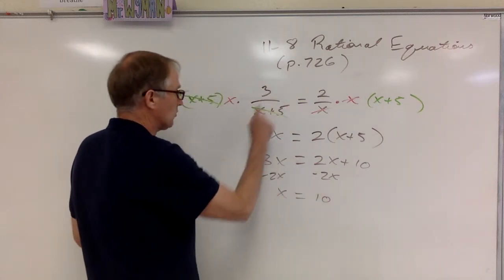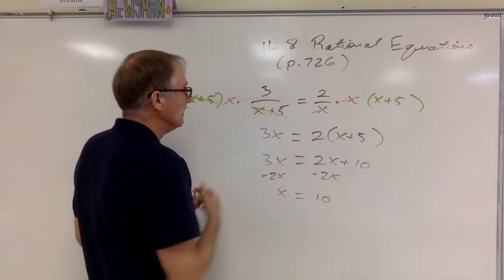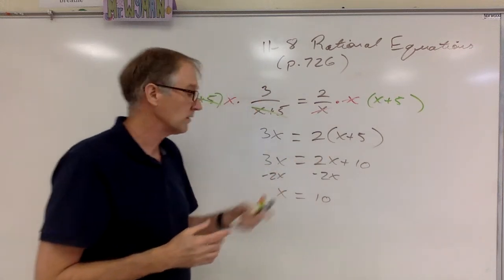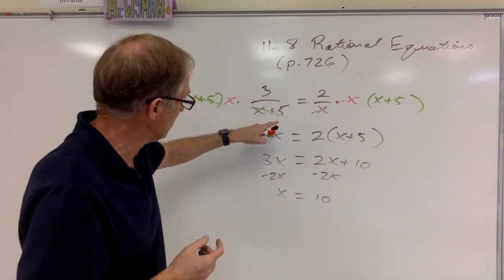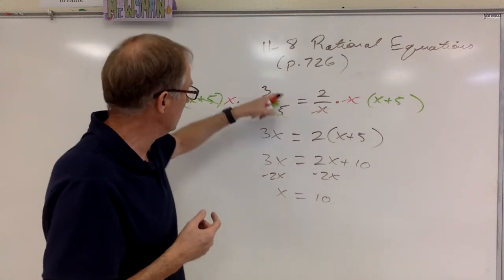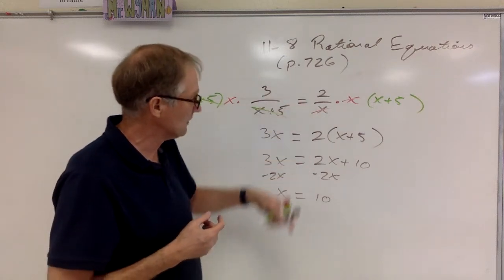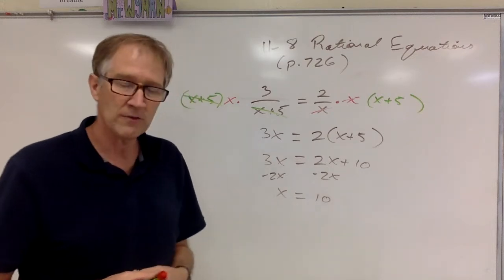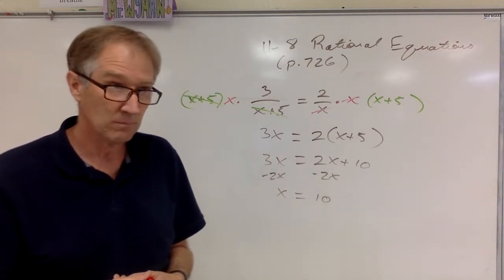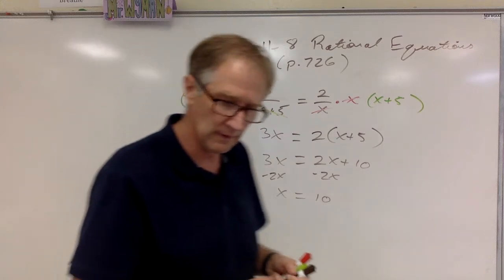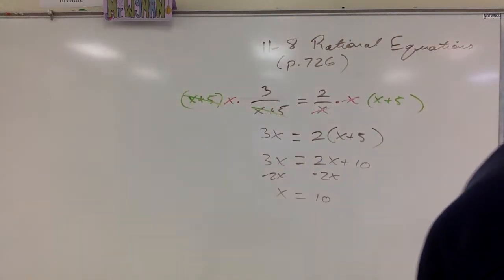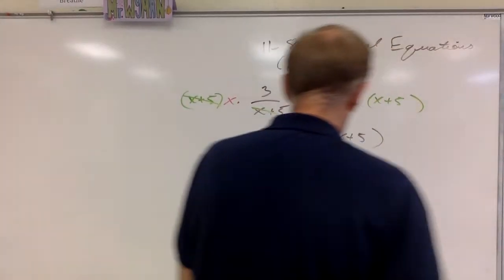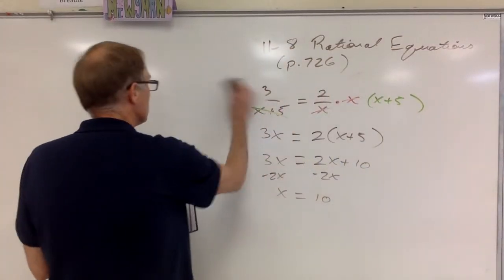Put 10 in here, so it'd be 3 all over 15. Does 3 over 15 equal 2 over 10? Put 10 in for x: x plus 5 is 15, and this is 10. Is 3 over 15 the same as 2 over 10? And the answer is yes. 3 over 15 and 2 over 10 are both 1/5. And so, yes, it works. It checks. Let me do one more of these, and then I'm going to have to call it quits, and we'll just have to go from there.